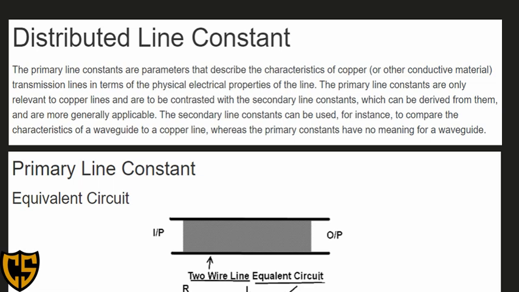So the primary line constants are only relevant to the copper lines and are to be contrasted with the secondary line constants, which can be derived from them and are more generally applicable. The secondary line constants, which we are going to discuss later on, can be used, for instance, to compare the characteristics of a waveguide to a copper line, whereas the primary constants have no meaning for a waveguide.